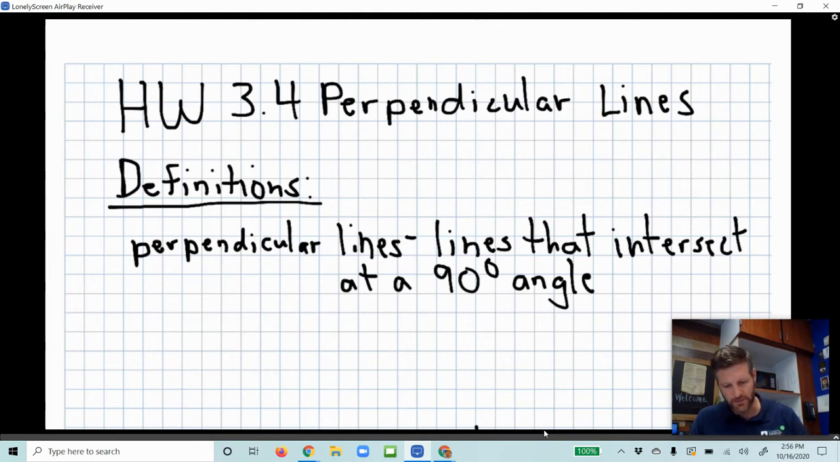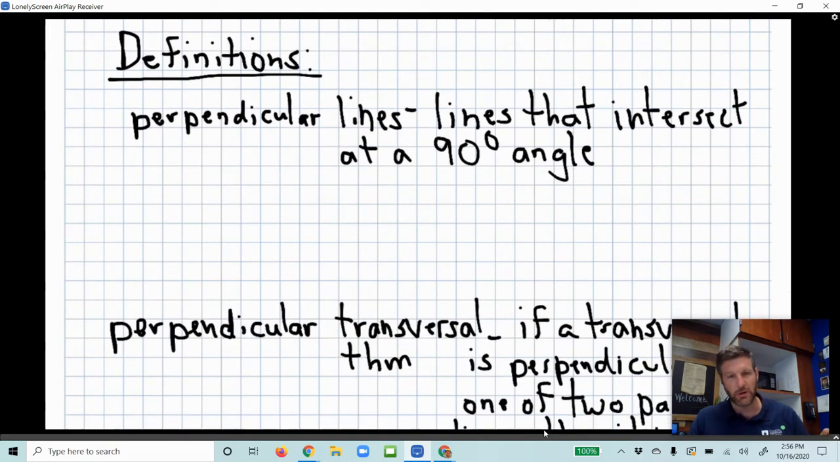So let's look at the first definition, which is just perpendicular lines. It's a basic one, but we want to remind ourselves they're lines that intersect at a 90-degree angle. So basically a T. So we've got a basic example of 90-degree lines. All the lines on this graph paper are perpendicular lines. So you know when you have perpendicular lines, that is in fact 90 degrees. They'll usually use the little red box.